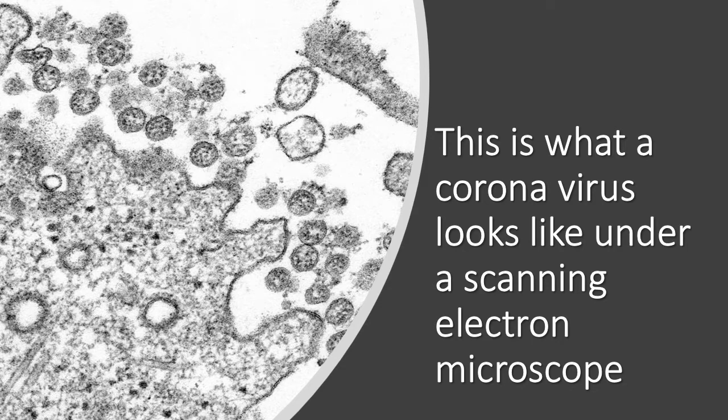Now the picture that you see on the screen is that of the coronavirus as it looks like under a scanning electron microscope. This picture is from the US Centers for Disease Control and Prevention. It is shown in black and white and not color. And the reason for that is that when we are using a scanning electron microscope, there is no color vision in that. Color is a property of the visible spectrum of light.